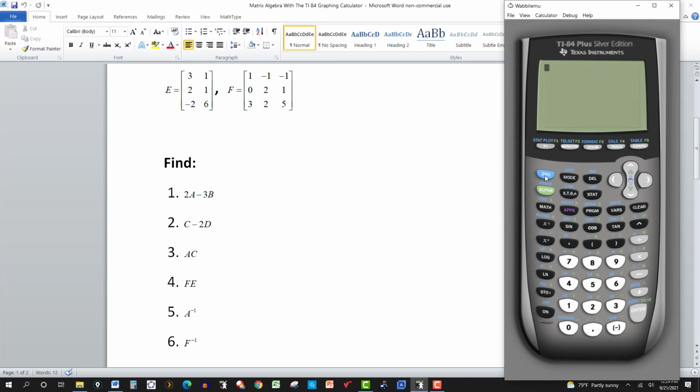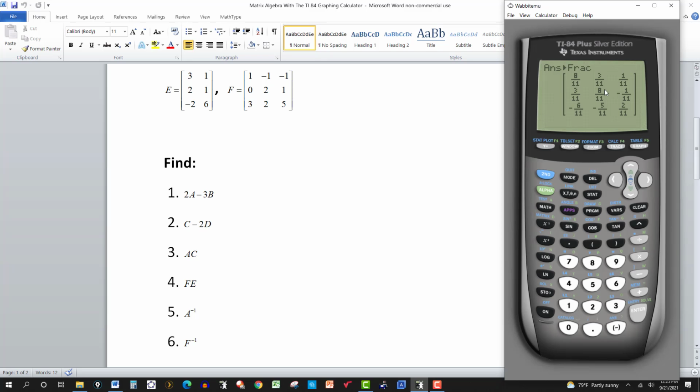So let's do, again, matrix menu, second. And we want F, so that's 6. And then exponent of -1. Hit enter. Again, it gives it to me in decimal form. So we want the components in regular fractions, so go to math. Number 1, hit enter there. And then hit enter again. And there we have it. Okay, so that's F inverse, or the multiplicative inverse of F.